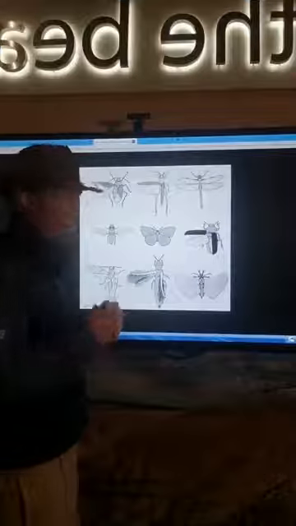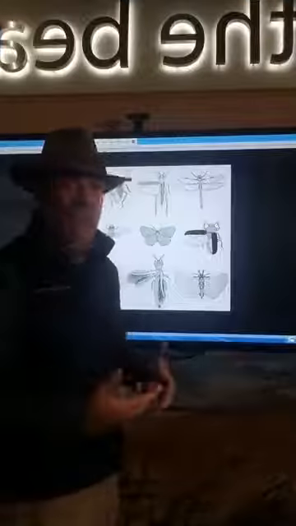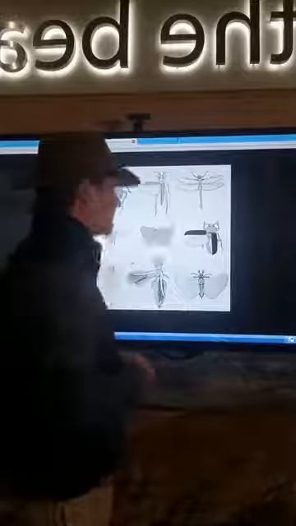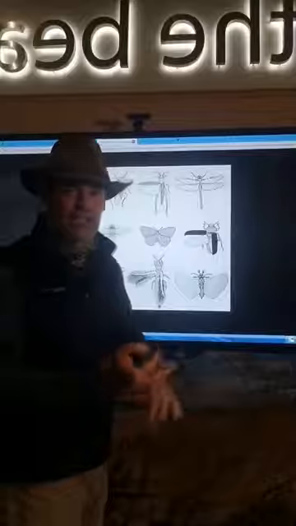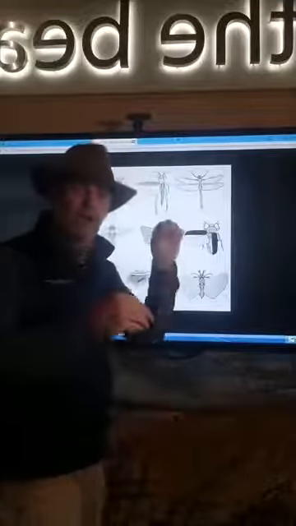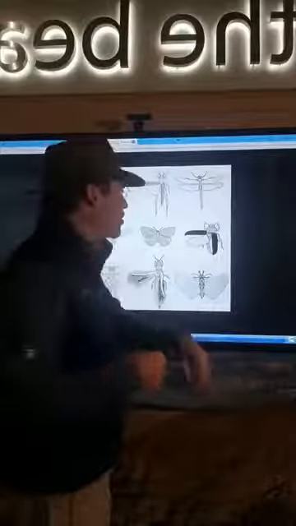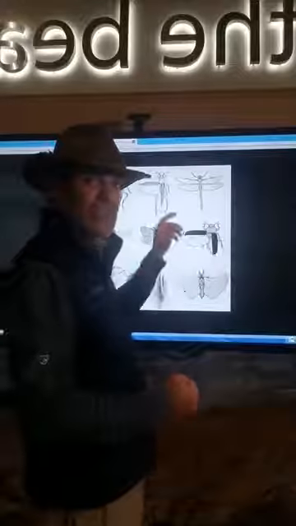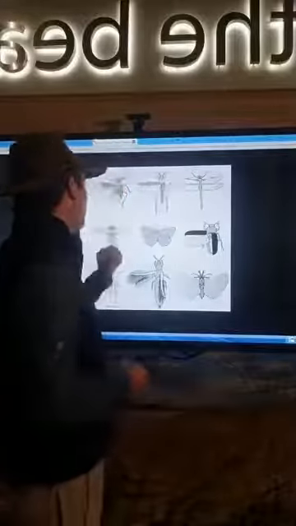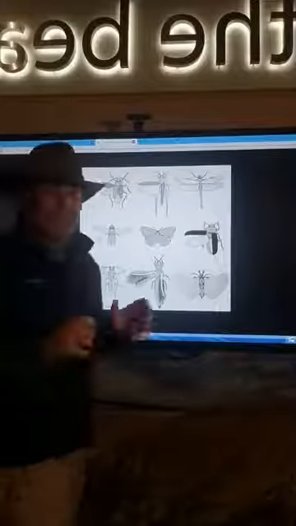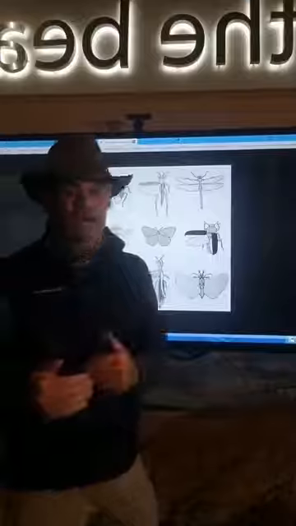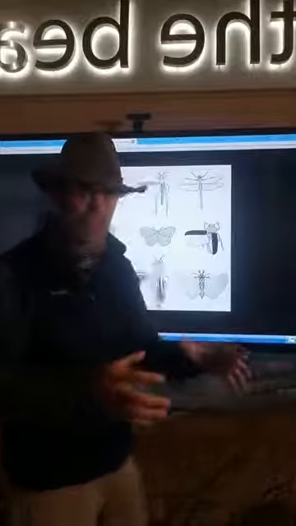So the first type of wings we have are the membranous wings of flies, bees, dragonflies, things like that. Great for flight, great for maneuverability. You know, a bee needs to get into a flower, a dragonfly needs to catch other insects, so they have very maneuverable wings. There are actually 3 different types of those membranous wings.